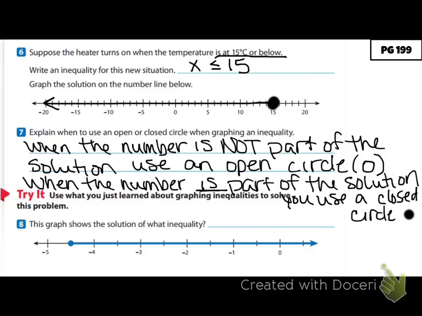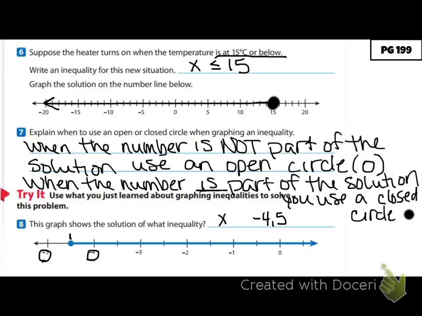So now I want you to try it. Use what you just learned about graphing inequalities to solve this problem. This graph shows the solution of what inequality? So the first thing I need to look at is what number am I on? So you can see I have -5 here and -4 here, and I'm in the middle of it. So what is halfway between -4 and -5? It would be -4.5.